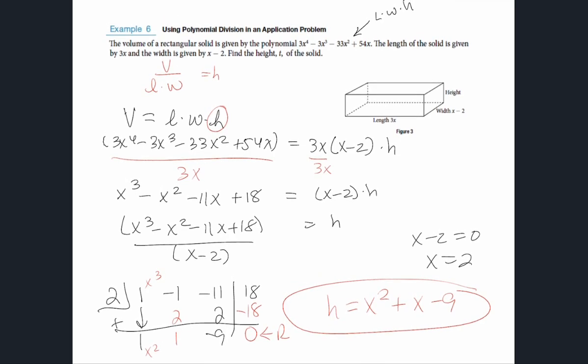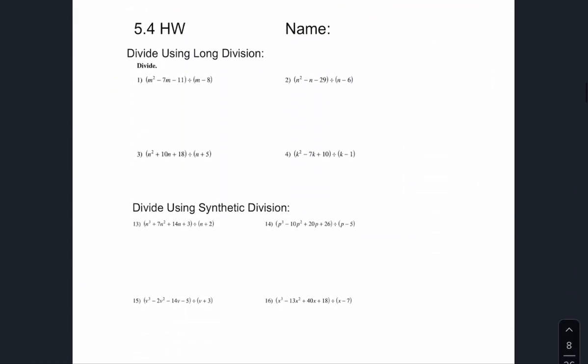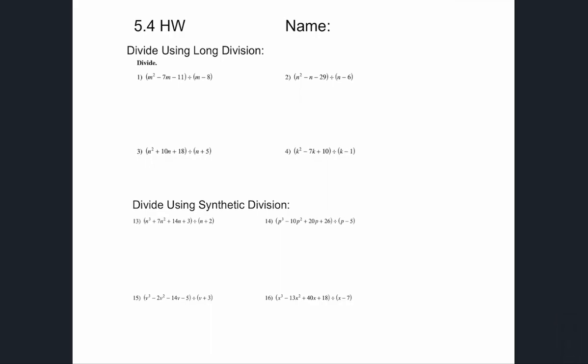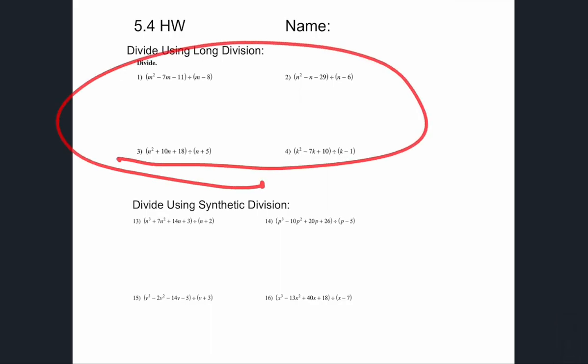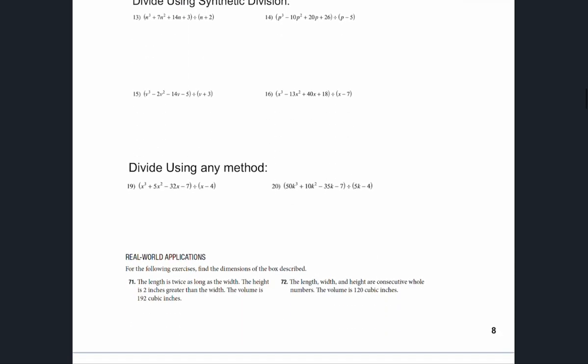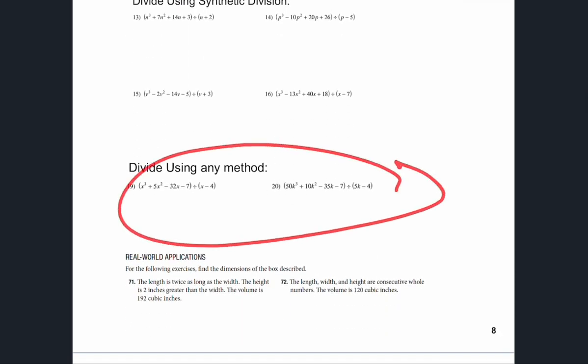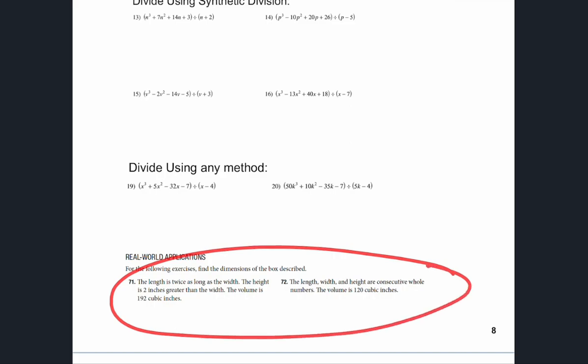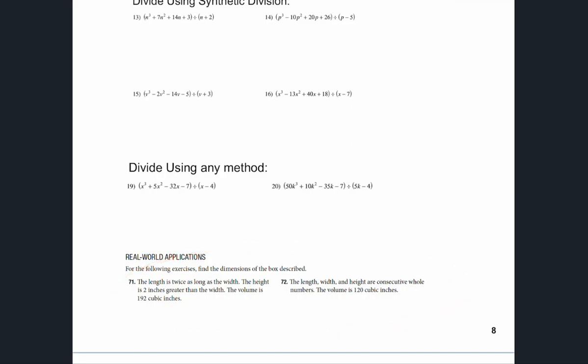Okay, so that is your example 6. Now, if you go right underneath this, that's going to be your homework. It's just division. Here I want you to try practicing long division. Here I want you to practice synthetic division. And then these two, you can use any method you want. And these ones, give them a shot. We can talk about them tomorrow.